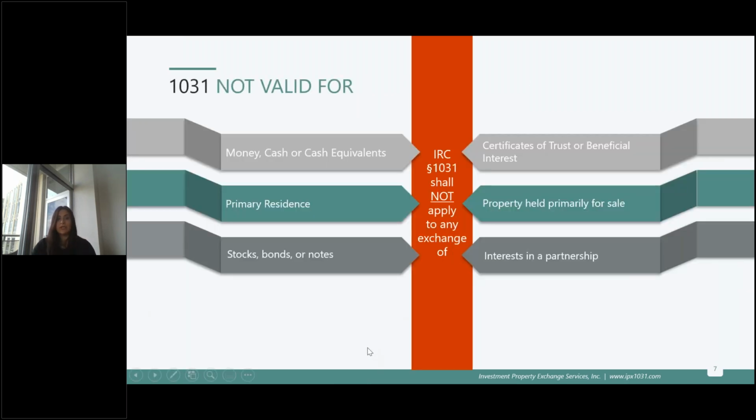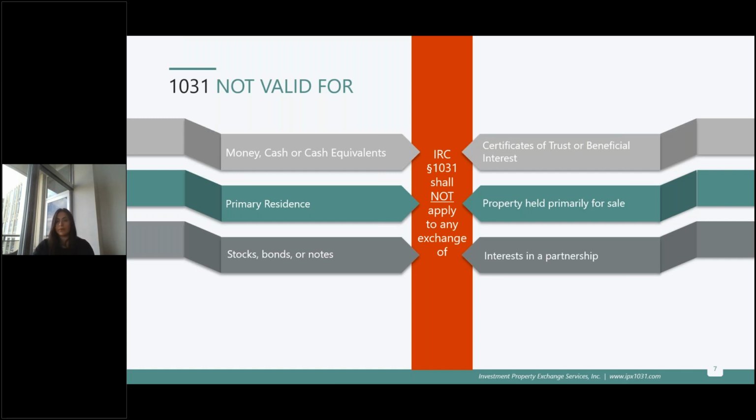Some of the properties that do not qualify for 1031: money, cash, any kind of cash equivalents, stocks, bonds, notes are not exchangeable. Primary residences don't qualify because that's a personal use property, not an investment property. However, if you have a client that wants to sell their investment property and buy another investment property to complete their 1031, they can eventually convert it into their primary residence. And we do see some folks going in that direction.